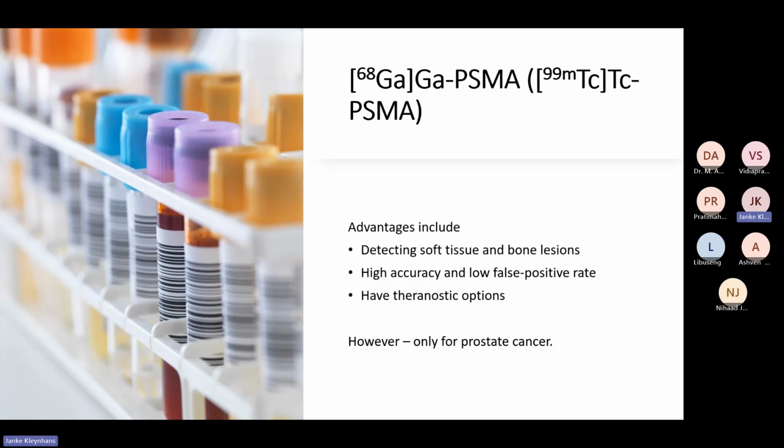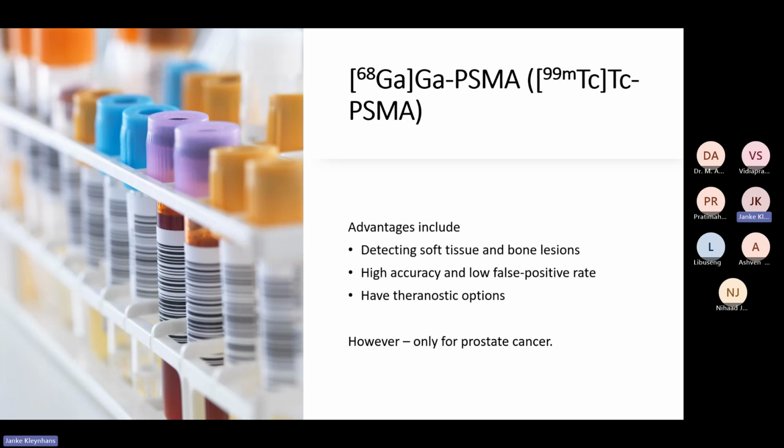Okay, gallium PSMA, and then I put in brackets technetium PSMA, as well as all the other prostate-specific membrane antigens, because there are hundreds of them, is currently proposed as maybe the new bone scan for prostate cancer patients. So it can detect both soft tissue lesions as well as bone lesions. It has a high accuracy and a low false positive rate, and you have the theranostic option of treating what you see and really treating it.